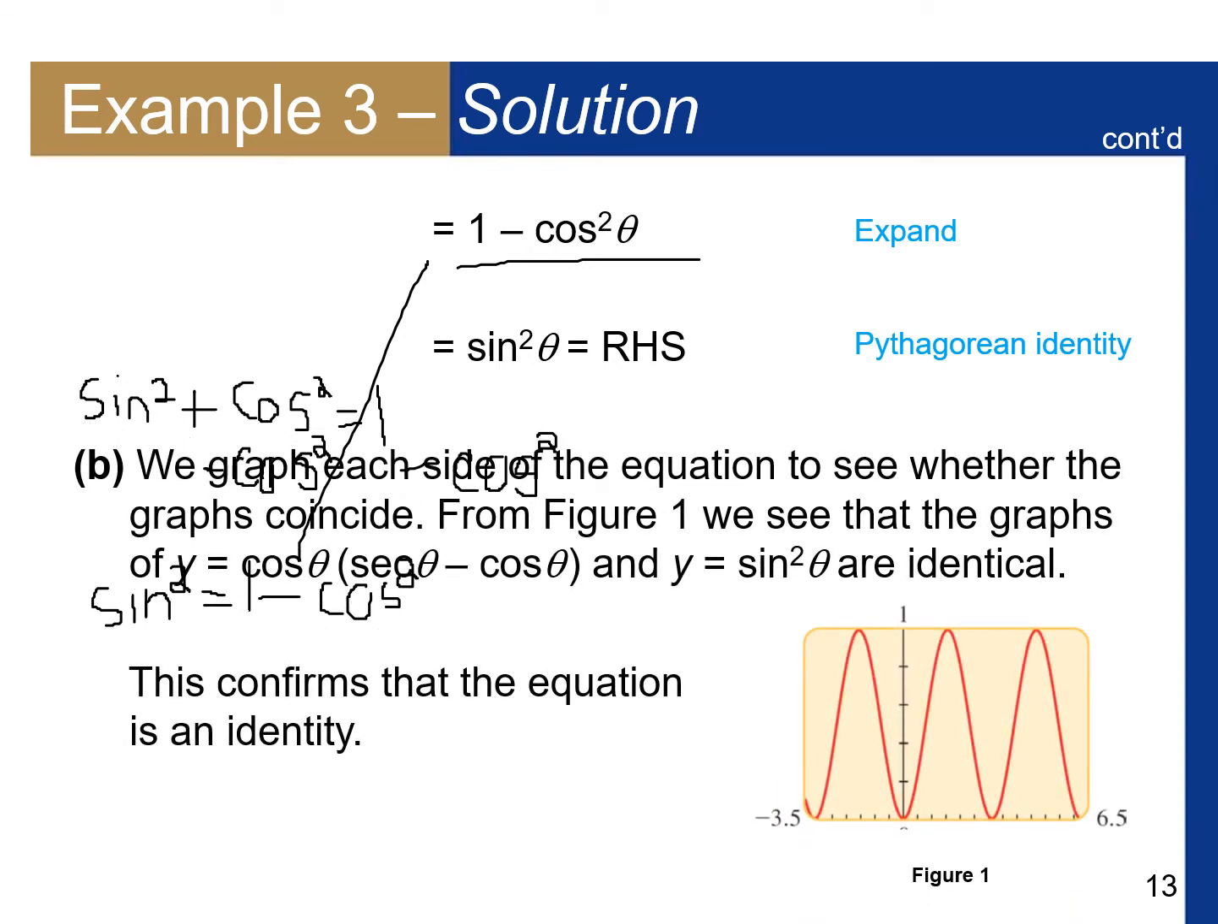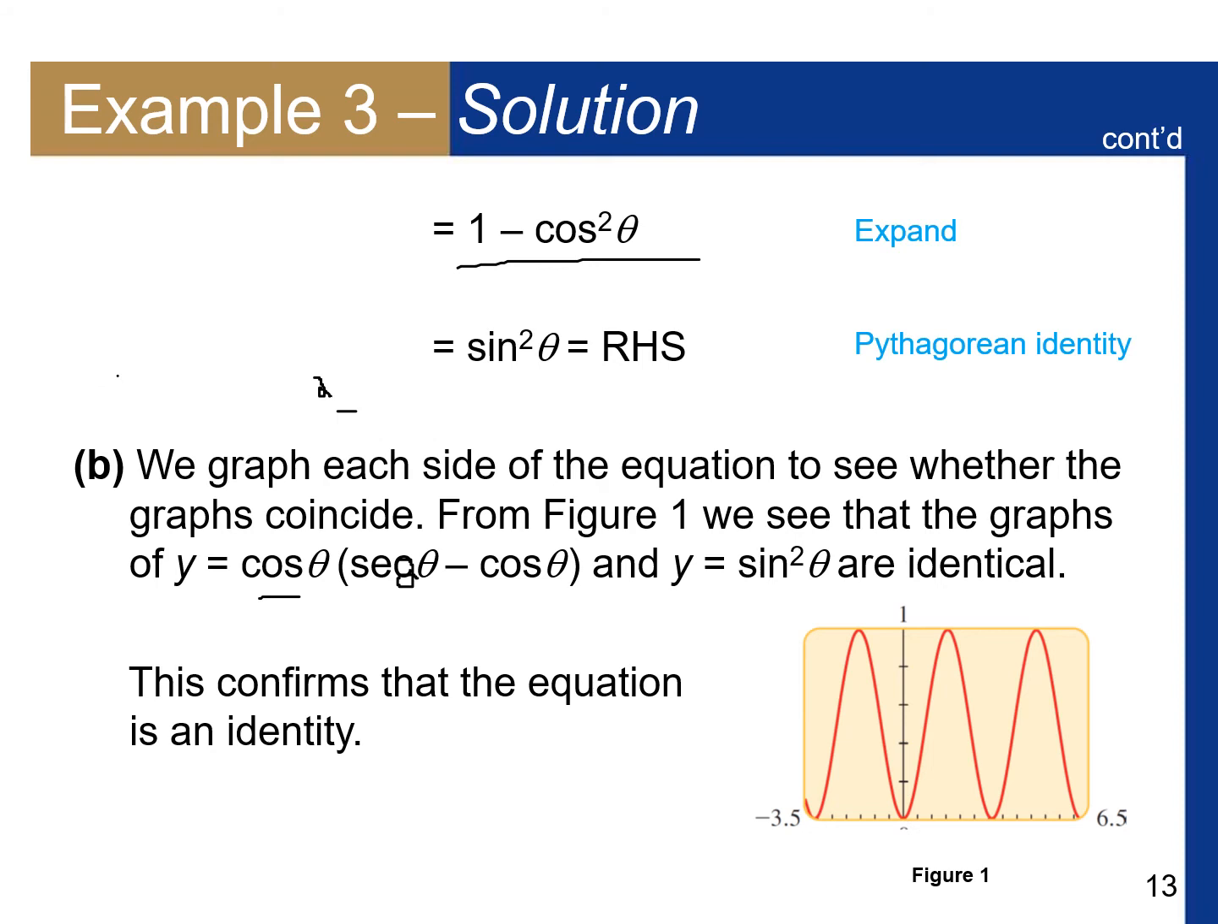Now they're going to show you if you graph the equation, and let me erase this stuff out of the way so you can see what they're talking about here a little better. If you graph the equation on each side, you can see where they coincide. So they're showing you that if I graph cosine theta times secant theta minus cosine theta, and I graph sine squared theta, I get the exact same graph. So that's basically saying that one equals another.